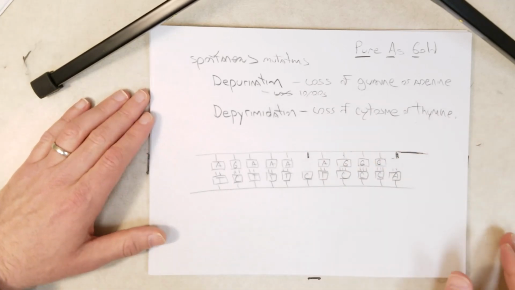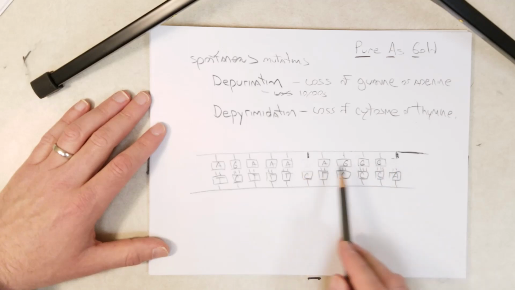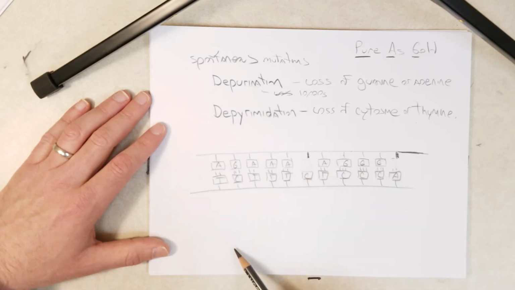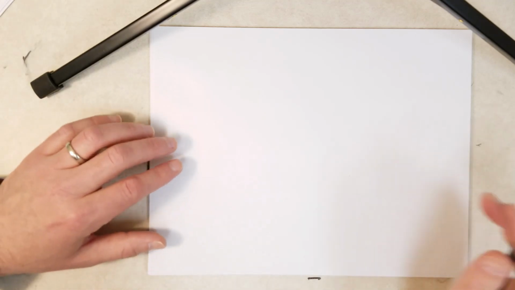Could lead to a permanent mutation. Again, if the cell can identify these and fix them before replication, then there won't be a permanent mutation there. Okay, so that's depurination and depyrimidation.